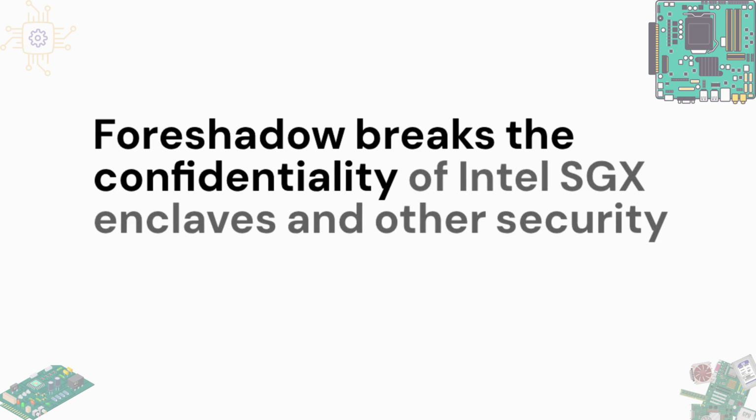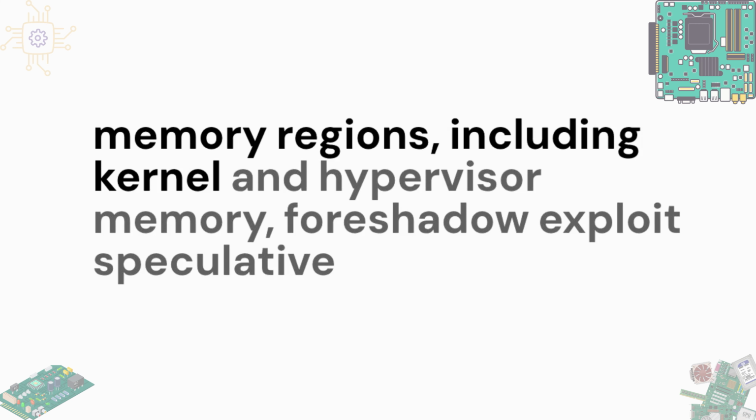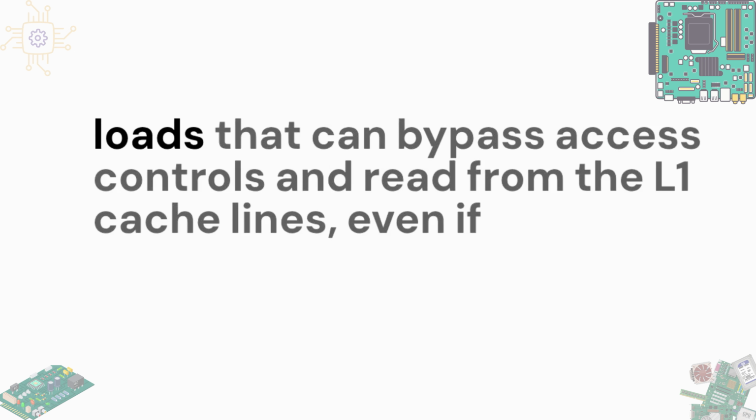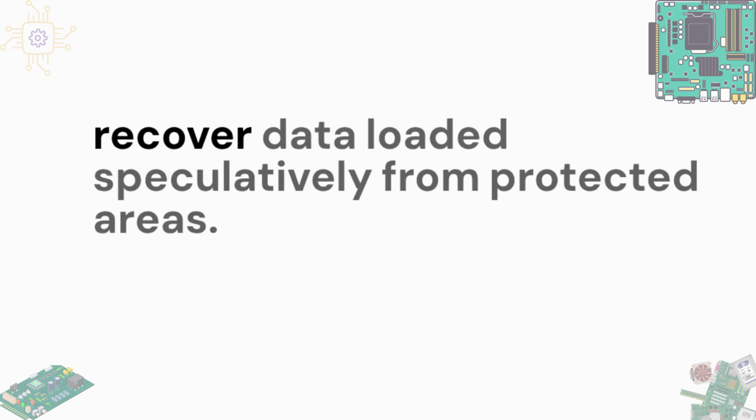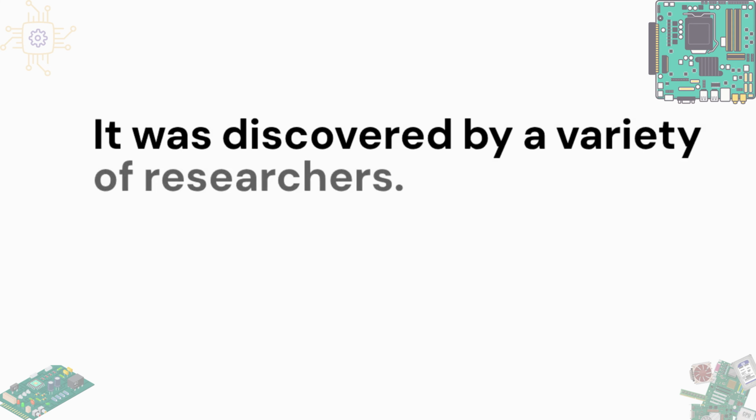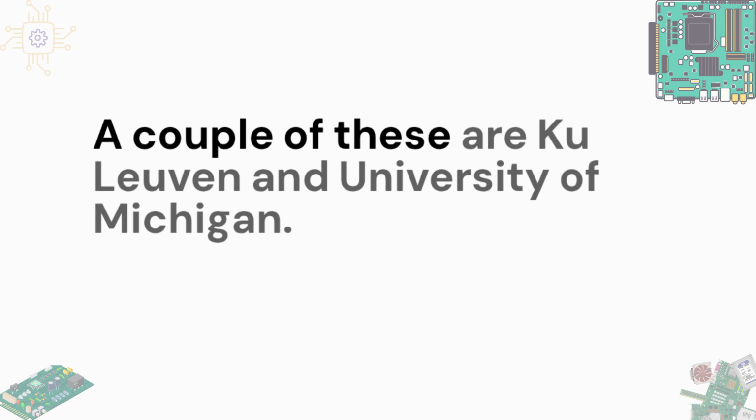Foreshadow breaks the confidentiality of Intel SGX enclaves and other secure memory regions, including kernel and hypervisor memory. Foreshadow exploits speculative loads that can bypass access controls and read from the L1 cache lines, even if architectural checks should prevent the access. By timing cache accesses, attackers recovered data loaded speculatively from protected areas. It was discovered by a variety of researchers. A couple of these are KU Leuven and University of Michigan.